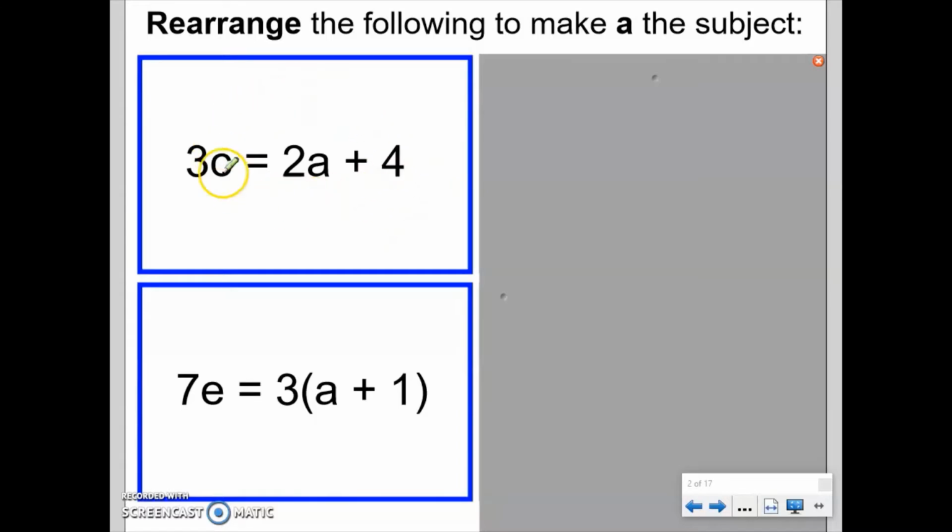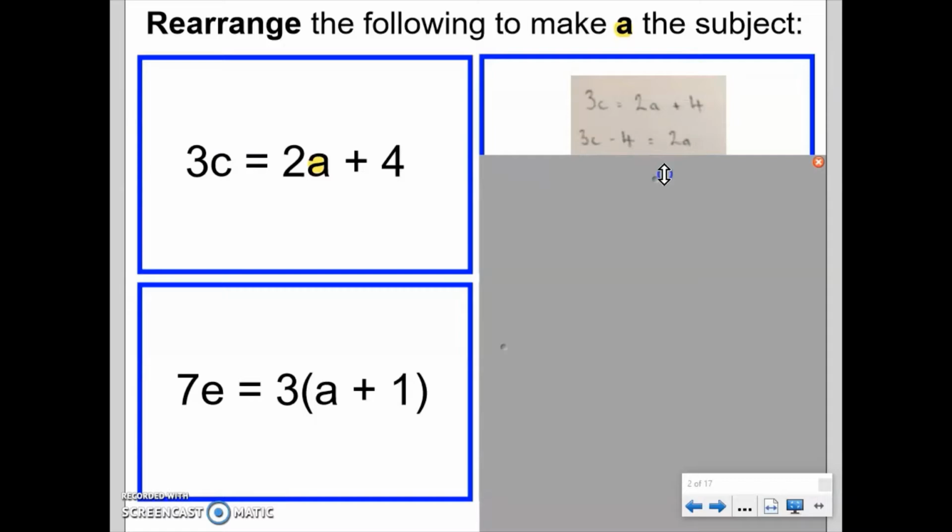For this one, again, I'm trying to make A the subject. So I want this A by itself. My first step is I'm going to subtract 4 from each side. So I've subtracted 4 from each side. Remember, that is essentially taking this plus 4, putting it on the other side, and making sure you've changed the sign, making sure you've done the opposite operation. Mathematically speaking, though, we've subtracted 4 from each side.